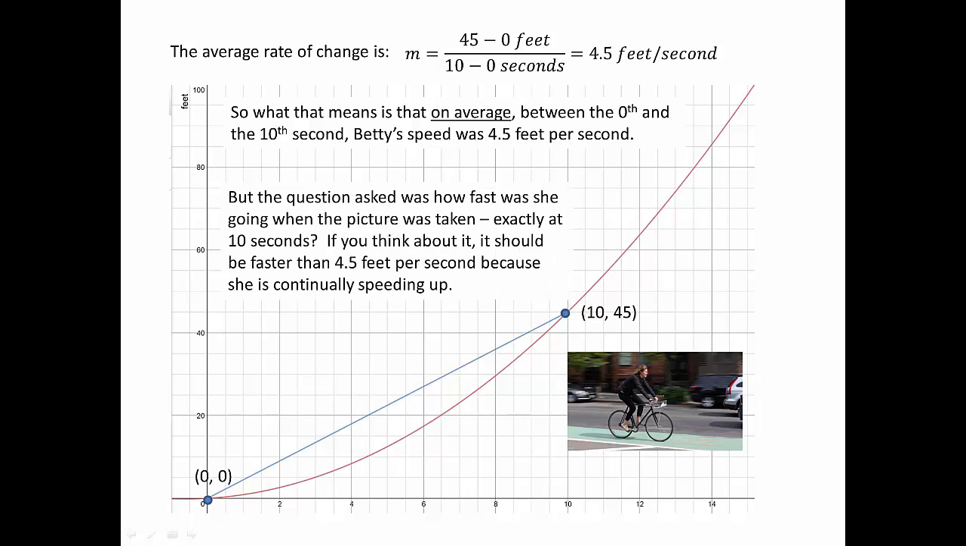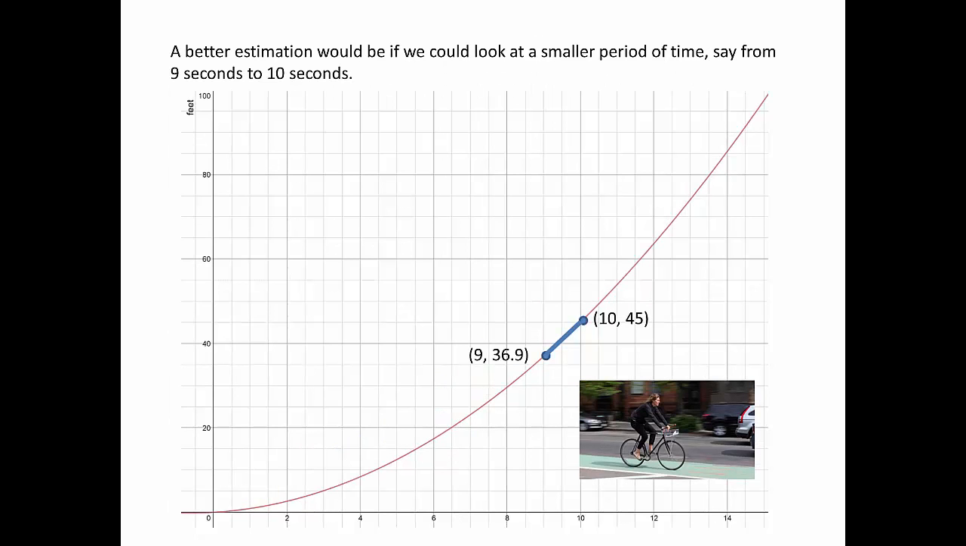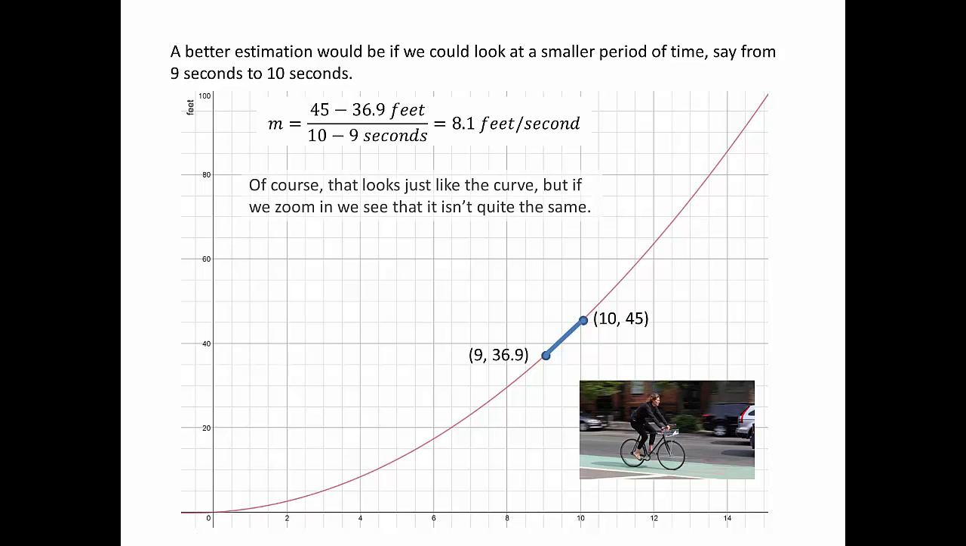But if you think about it, it looks like she's going to be going faster than that at 10 seconds. She should be going faster than 4.5 feet per second. A better estimation would be if we could make the time shorter. So let's look at what happens if we go from 9 to 10 seconds. I've gone ahead and put the points in there. So the slope we get there of that secant line is 8.1 feet per second. Notice it is indeed faster than 4.5.